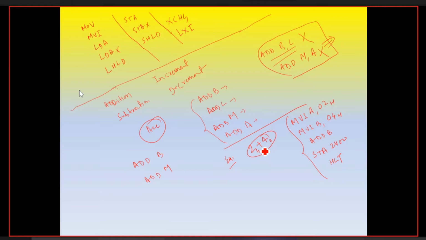Two 8-bit numbers, 2 + 4. So in the program itself हमने दोनों नंबर को मेंशन किया. In accumulator we are storing 2, in the register B we are storing 4. Add B is executed. Okay, any one of you tell me the value of accumulator after this instruction.